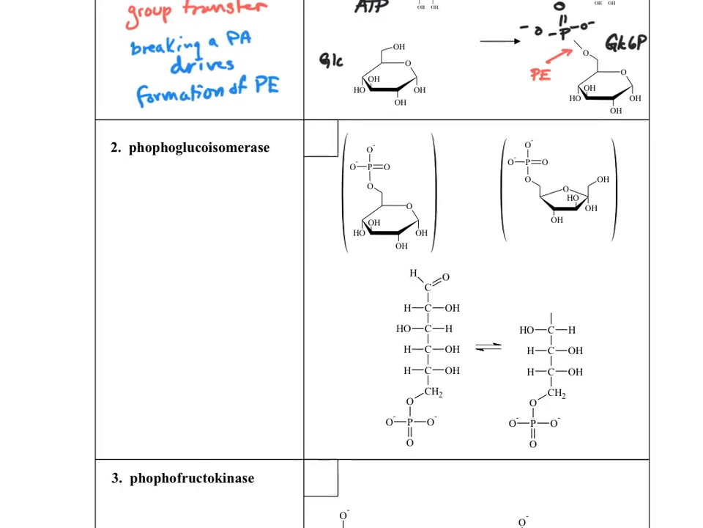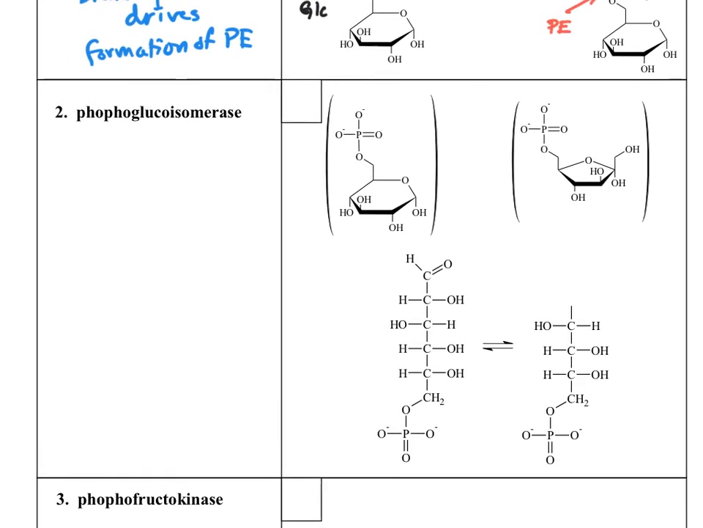Okay, moving on to our second reaction. Reaction number 2 is we're going to take glucose 6-phosphate, which we just made, and we are going to make it into fructose 6-phosphate. This is an isomerization. You probably could have guessed that from the name of the enzyme, which is phosphoglucoisomerase. And that is chemistry we have seen before as well.